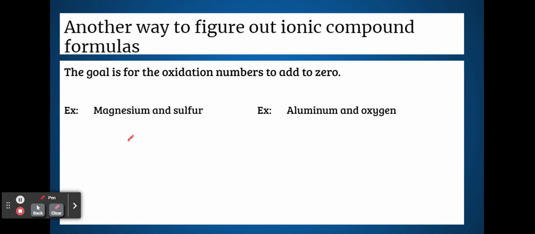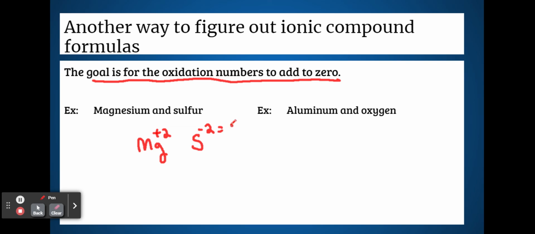All right, so this might be a real pain to always do the ionic compound using the Lewis dot method. So I'm going to show you an easier way to do it using just the oxidation numbers. So here's magnesium. Now magnesium wants to lose 2, so it has a +2 charge. Sulfur wants to gain 2, so it has a -2 charge. The goal in any ionic compound is for the oxidation numbers to add to 0. Well, in this case, it's really simple. +2 - 2 equals 0.